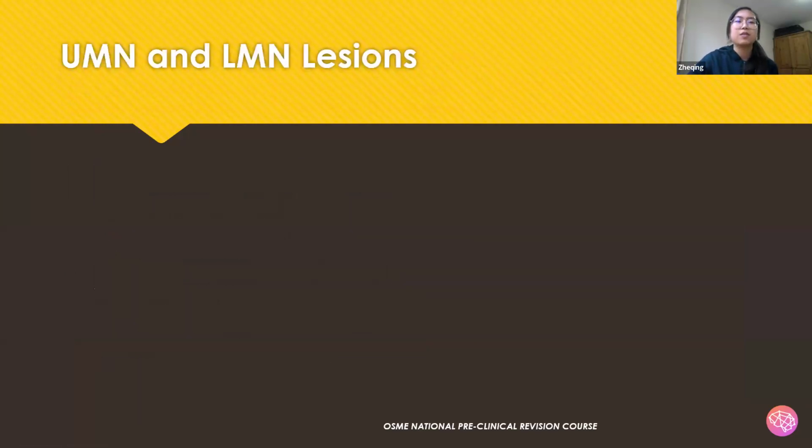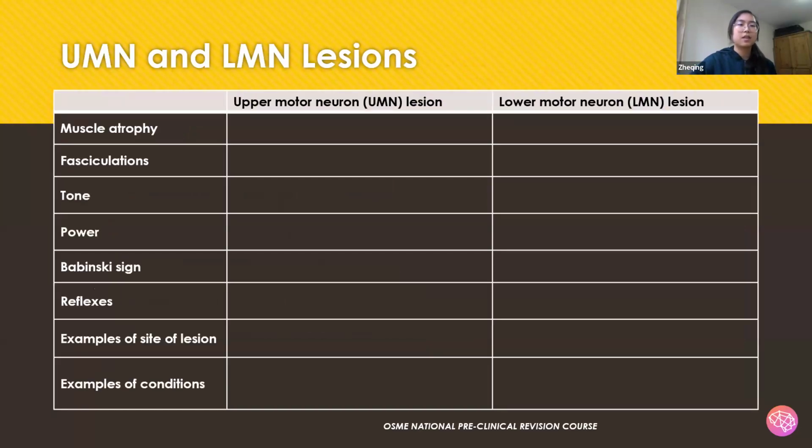In terms of the lesions, I think it's quite important to know what the different effects are of upper versus lower motor neuron lesions. These are some of the categories that I came up with that would be important to know. Can any of you type in the chat? You can choose any of the categories and type what you think would be the difference between upper or lower motor neuron lesions. You can just choose one and type in the chat.